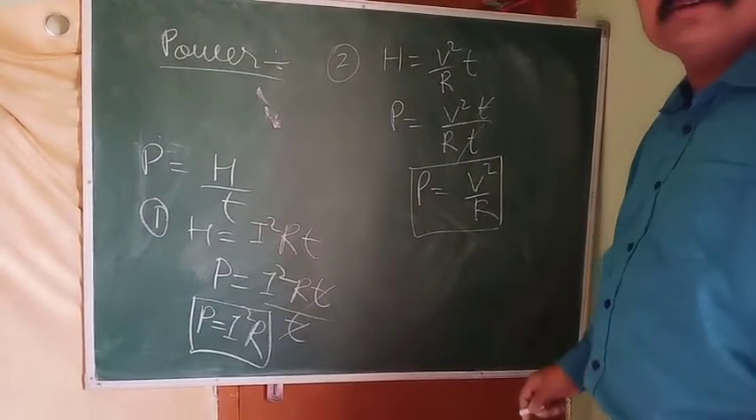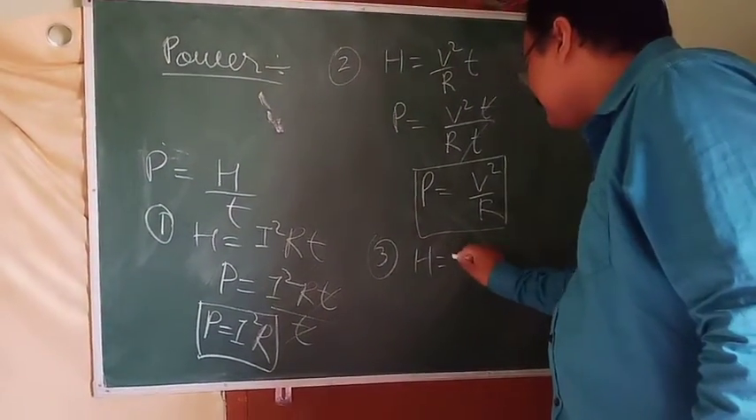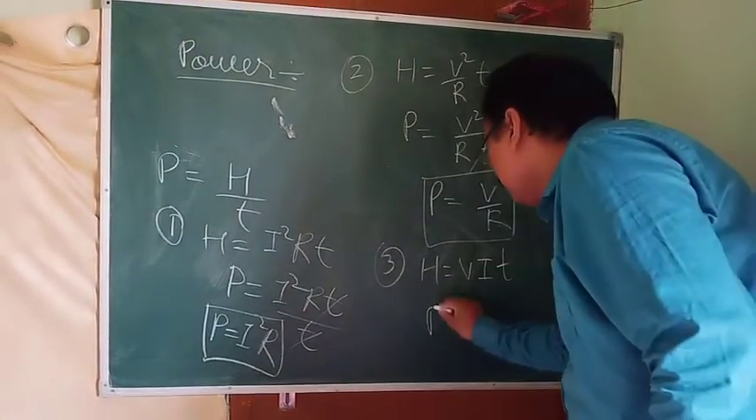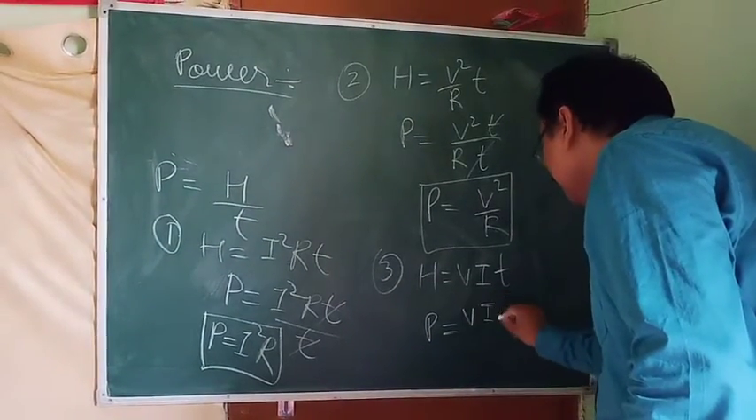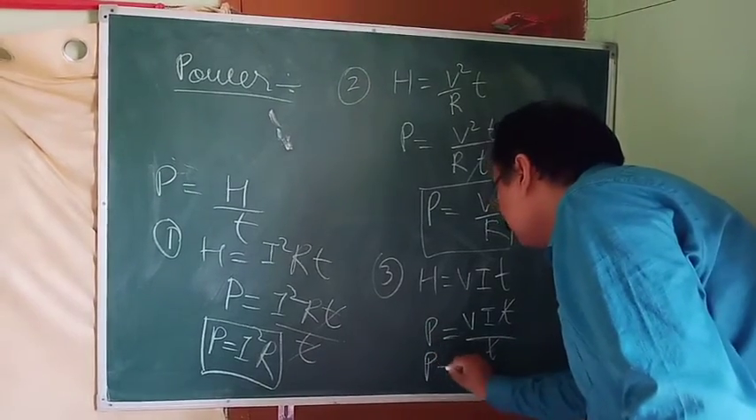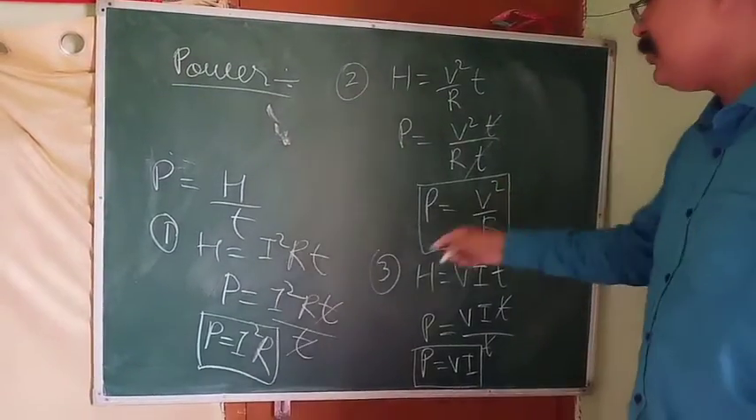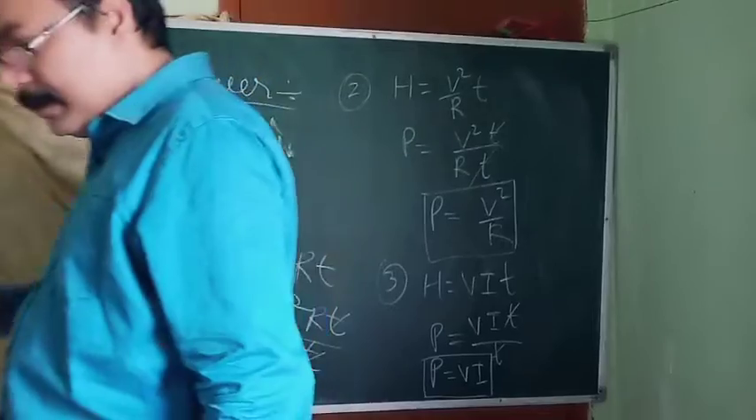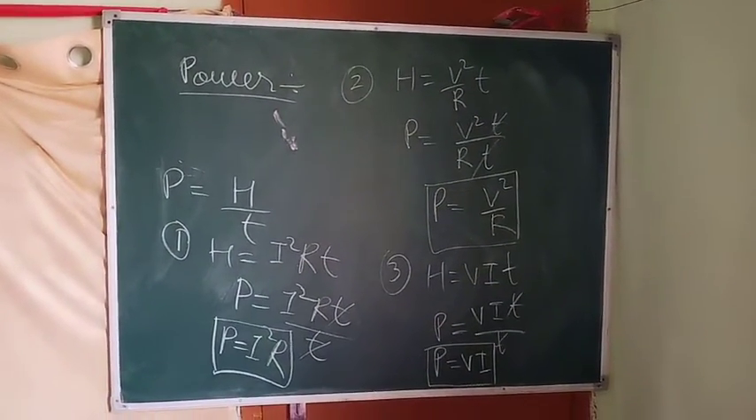Now, for the third formula, we know that H is equals to how much? VIT. So, power will be how much? Again, H by T. So, H is VIT and this T is there. So, T gets cancelled out. We have got power is equals to VI. So, these are the 3 formulas we have got for power.